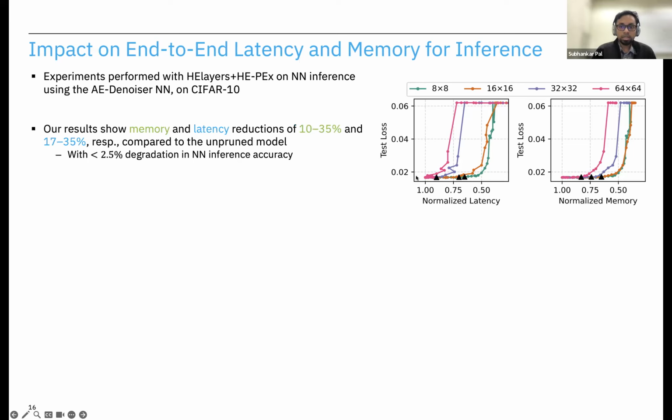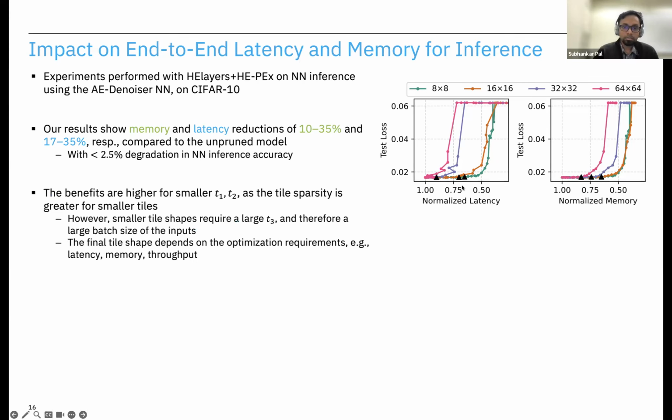For different tile shapes, we get different ranges of improvements, but the reductions range from 10 to 35% and 70 to 35% for memory and latency respectively. Again, this is within the 2.5% degradation threshold, because we don't want to compromise on accuracy too much. We can see that the benefits are greater for smaller tile shapes. So 8x8 gives us the lowest normalized latency, shown with the marker here.